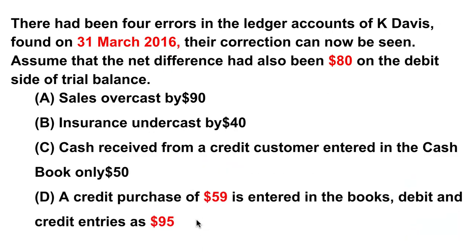D, a credit purchase of $59 is entered in the books as 95 on both the debit and credit sides. This is overcasted in both the purchase account and the trade payable account. So both debit and credit. This error is called an error of original entry only. It is not affecting the suspense account, because this error is not affecting the trial balance.